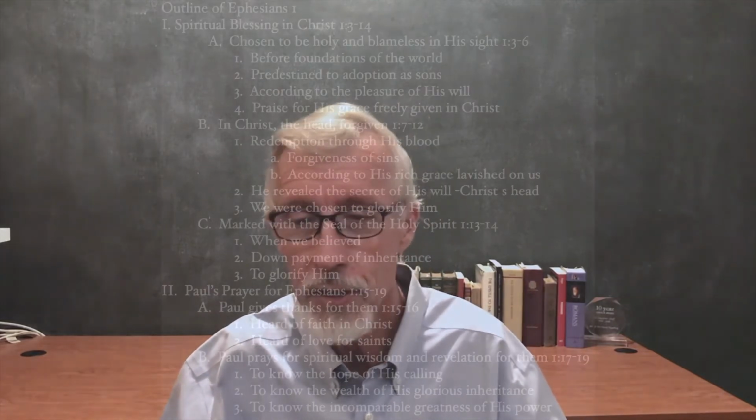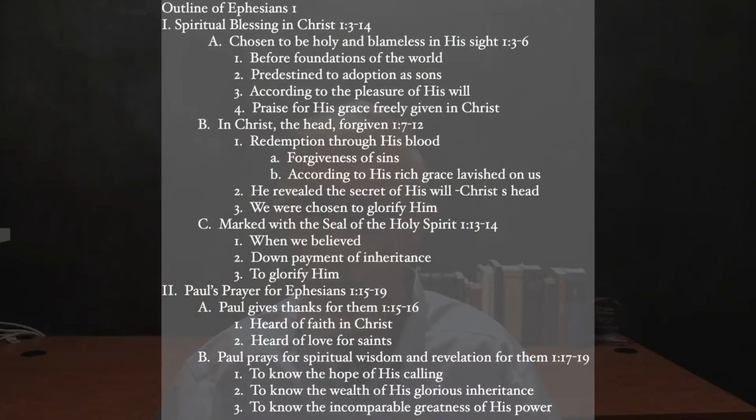An outline of Ephesians, you have spiritual blessings in Christ as the first, for instance, Roman numeral 1, first major section, spiritual blessings in Christ, chapter 1, verses 3 to 14. And that can be divided into 3 subsections. Verses 3 through 6, chosen to be holy and blameless in his sight. Verses 7 through 12, in Christ, the head, we are forgiven. And then a third subsection, marked with the seal of the Holy Spirit, verses 13 to 14. And each of those subsections can have subsections.